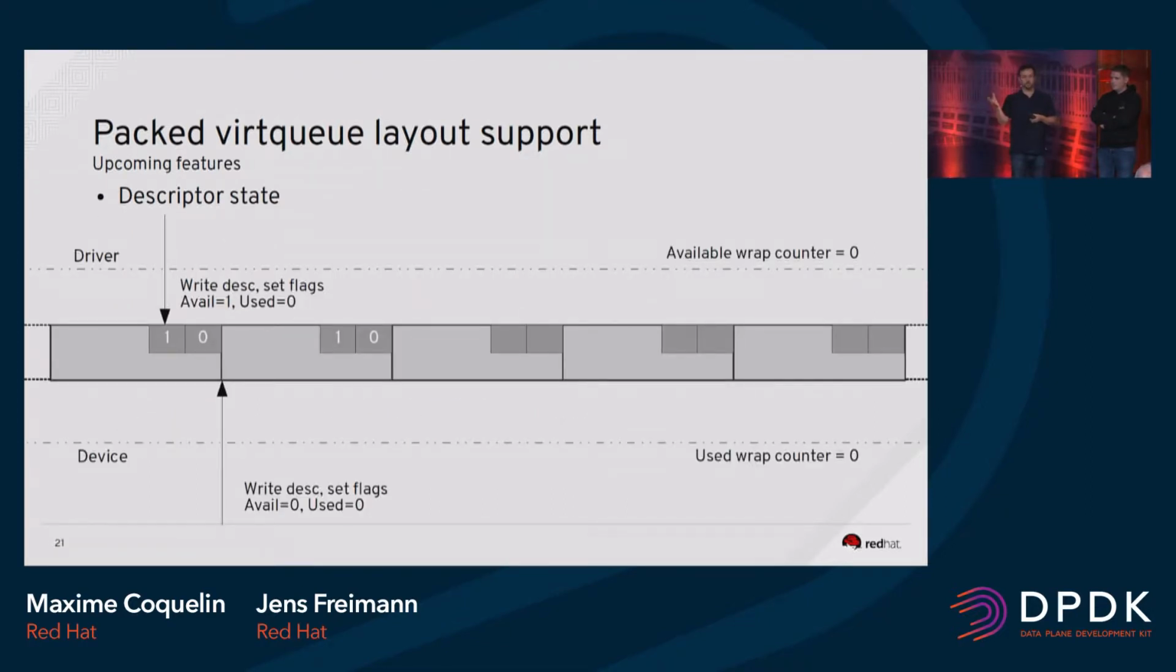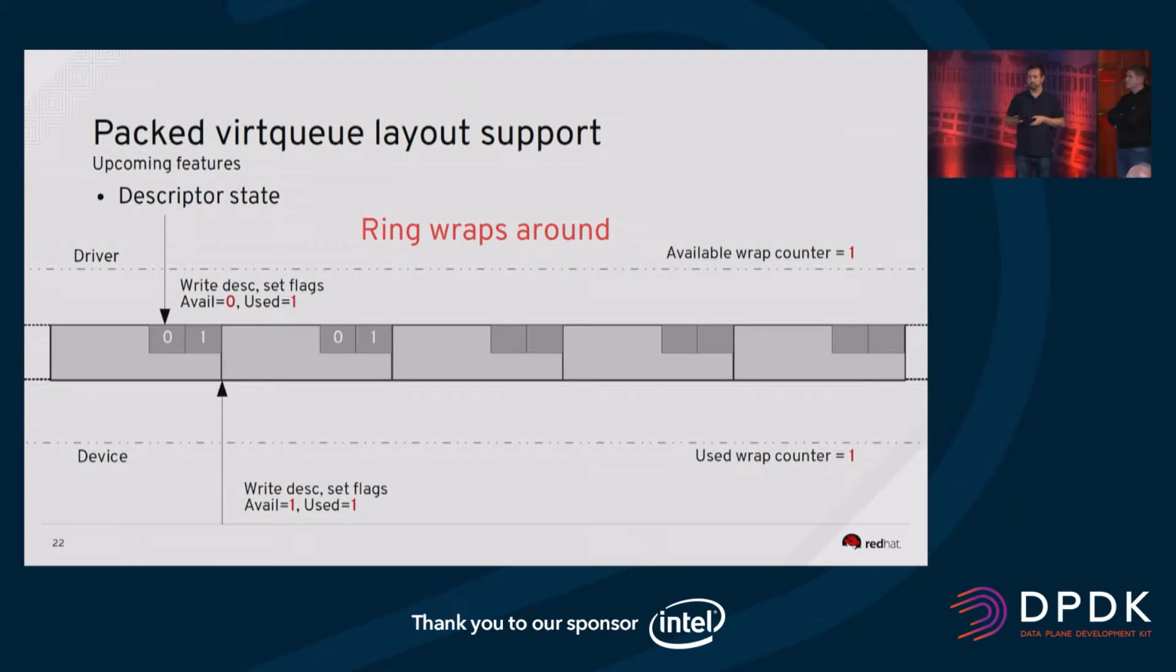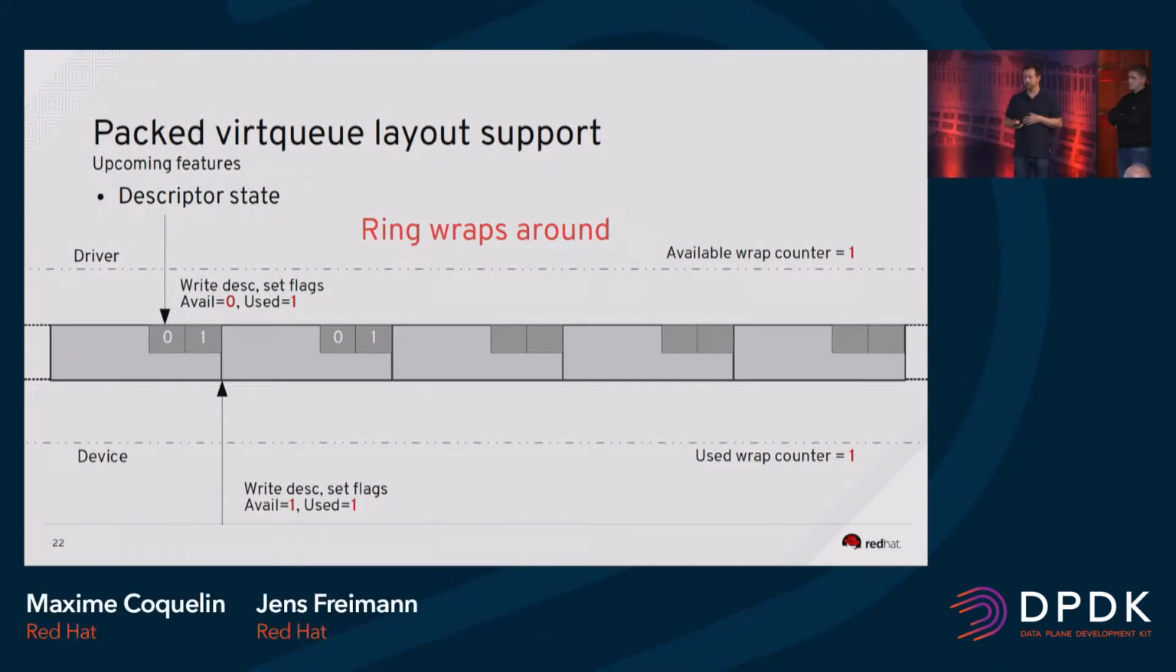The ring is zero initialized, and in the first pass, available descriptors will result in the available flag becoming 1, and the device will also mark the used flag. Once the ring has wrapped once, another thing comes into play. Both driver and device are expected to maintain a wrap counter. That means in the second pass, once the ring has wrapped, we mark it the other way around. Still, the driver only ever flips the available bit, and the device flips the used bit. This wrap counter allows us to detect newly made available descriptors after the ring has wrapped once. So that's just a short introduction to packed ring queues.